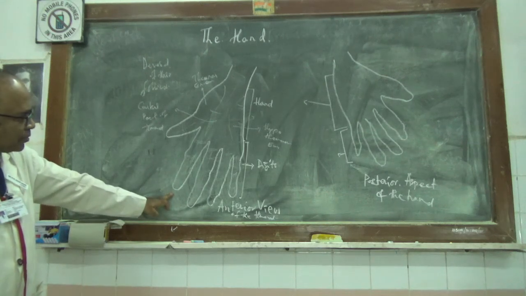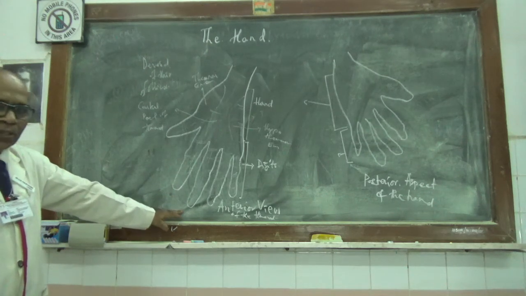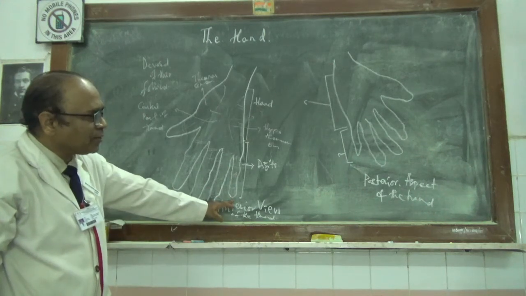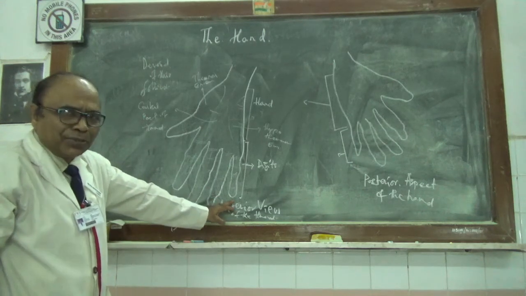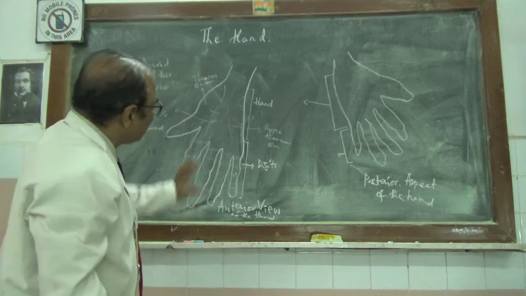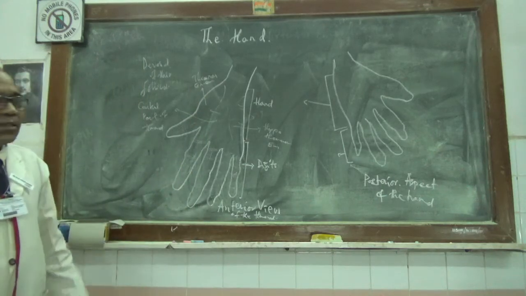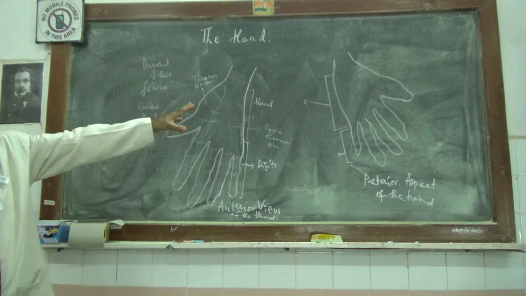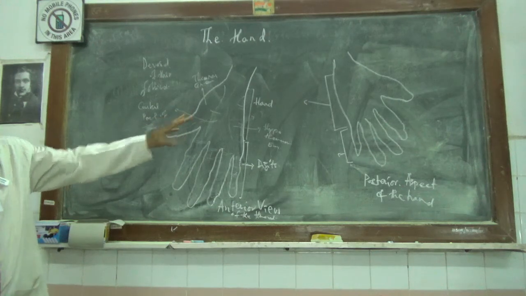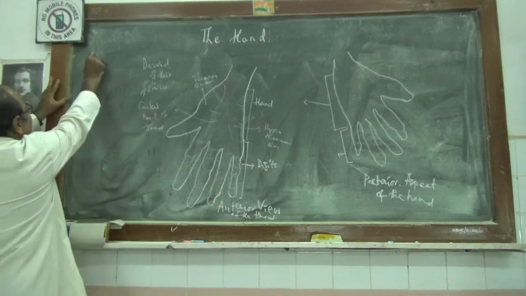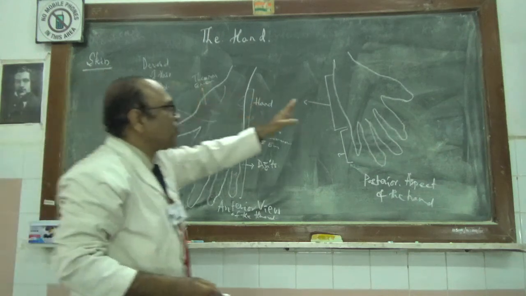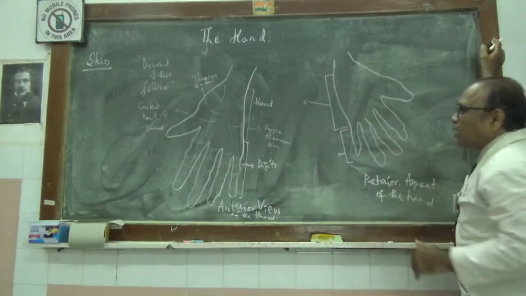There will be the index, middle finger, ring finger, little finger, called digiti minimi, meaning small finger. So these are the things related to the skin of the palmar aspect of the hand. After the skin of the palmar aspect, now you have to go to the skin of the dorsum of the hand.